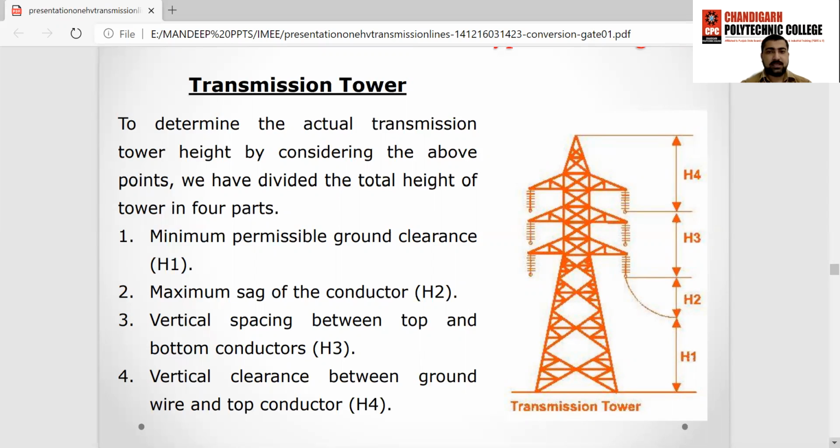And the total of these heights is equal to the total tower height, that is, H1 plus H2 plus H3 plus H4 equals the total height of the tower.